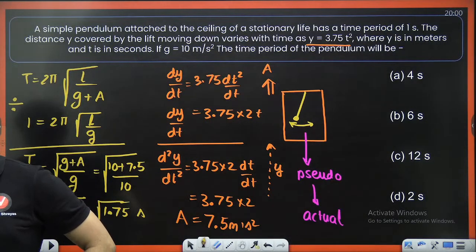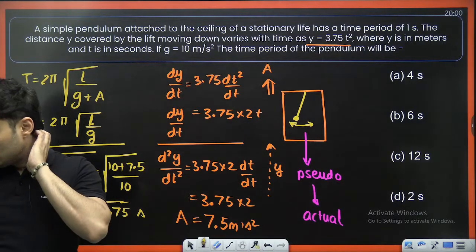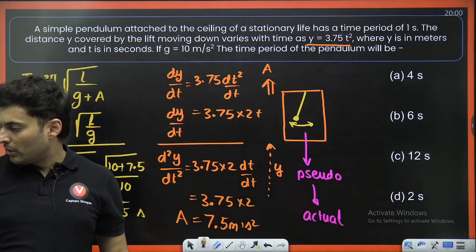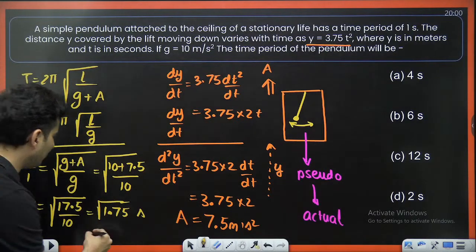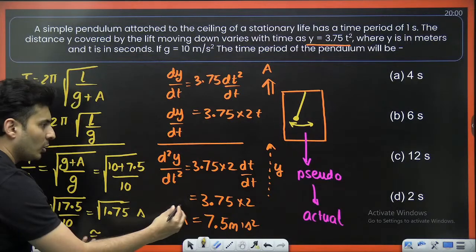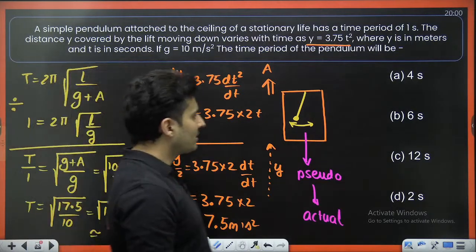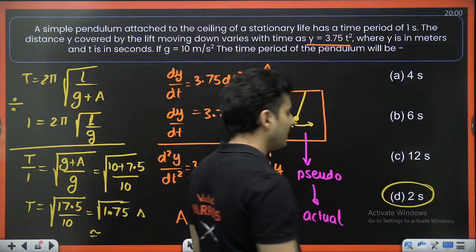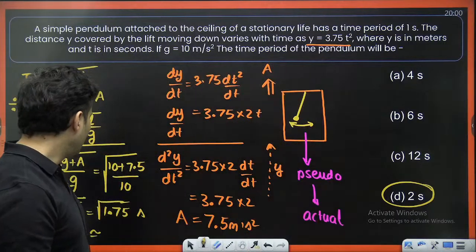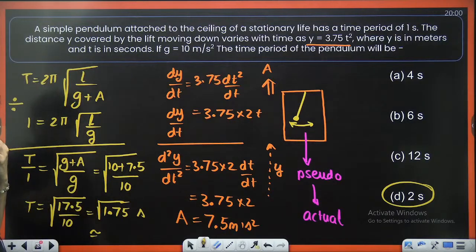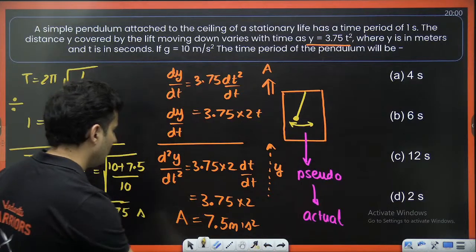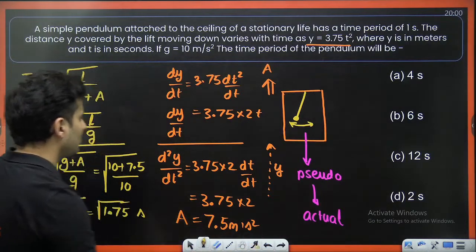Got it, everyone? Awesome. So if you take root of 1.75, approximately how much will it come out to be? I think it will come very close to 2 seconds. Okay, when you do that, just see. No, I think something went wrong somewhere. Something went wrong somewhere. Just see.